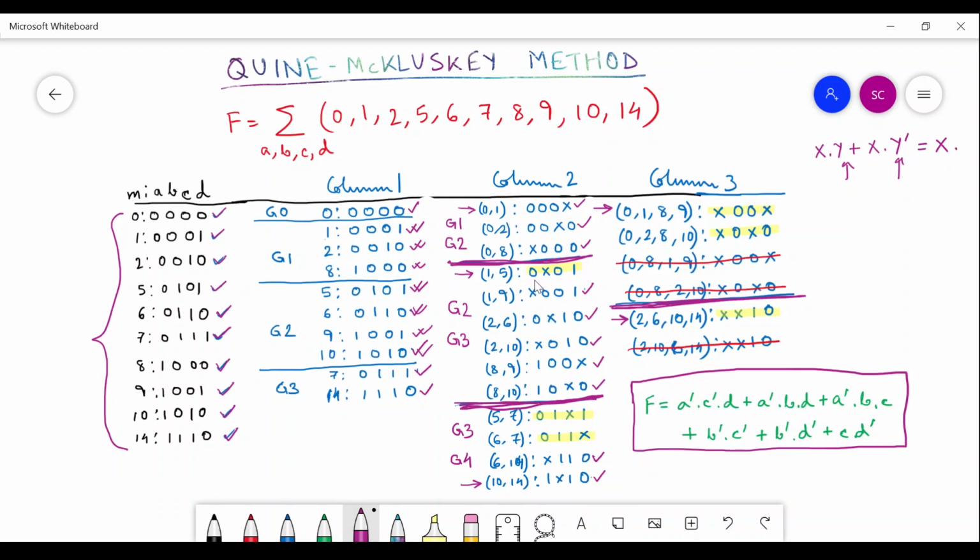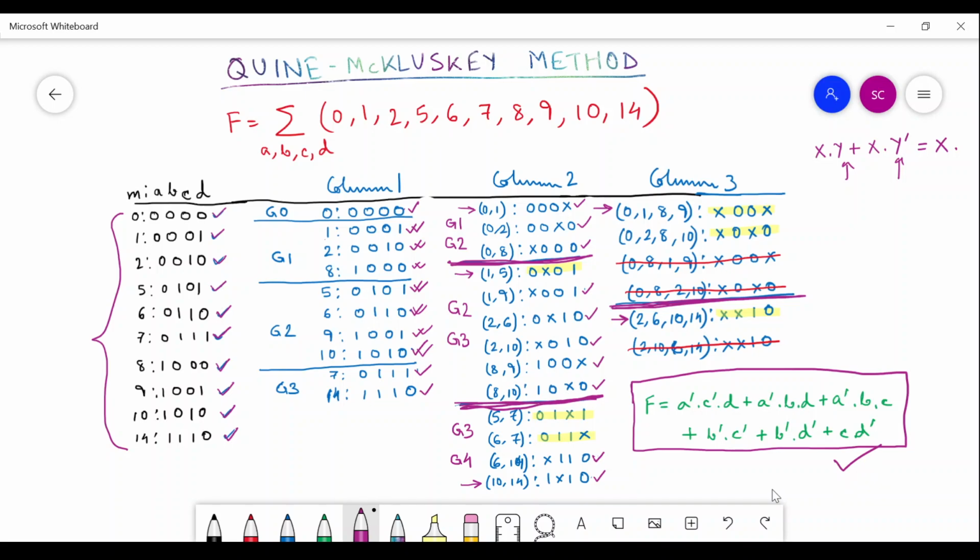A, B, C, D. So A is 0, so A dashed, then C dashed, then D, then you have 5, 7. You see A dashed, B, D, A dashed, B, D, then A dashed, B, C, A dashed, B, C. The variable which is crossed out, you are not putting it in the term. In column 3 you will only have B dashed, C dashed, B dashed, C dashed, then B dashed, D dashed, B dashed, D dashed, then C, D dashed, C, D dashed. So you have got the minimal sum expression.